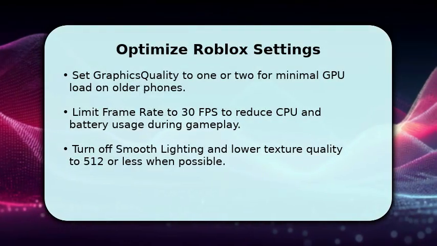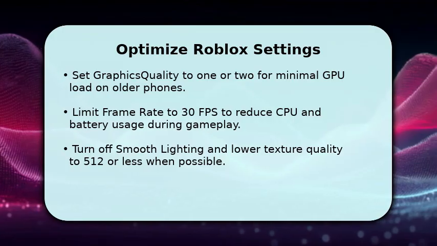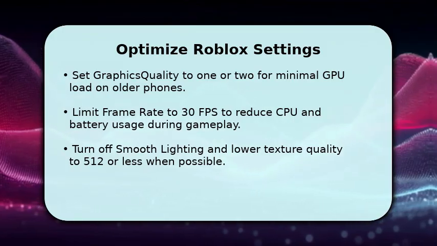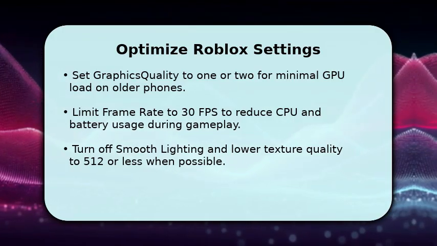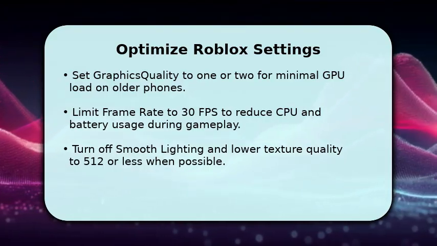Open Roblox app settings and optimize graphics for mobile performance. Set graphics quality to 1 or 2 for minimal GPU load on older phones. Limit the frame rate to 30 FPS to reduce CPU and battery usage during gameplay.